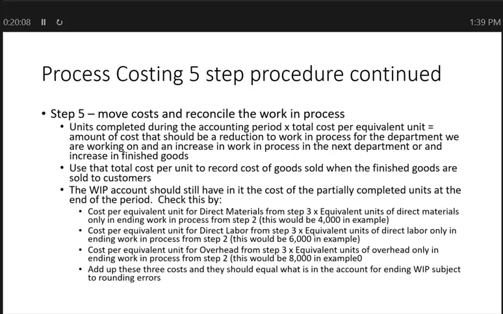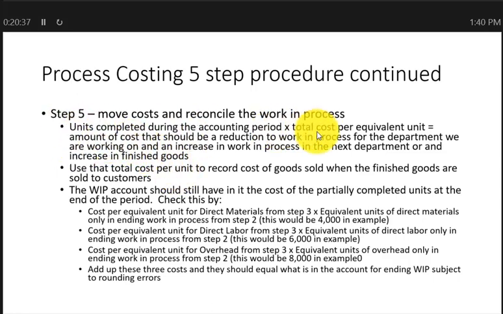Step 5. Remember, this is a 5-step process, so we're getting close. This is really the end result, where we actually start making a journal entry. So the units completed, how many units we completed for the accounting period, times the total cost per equivalent unit. We calculated the cost per equivalent unit, and we now have some really good information.